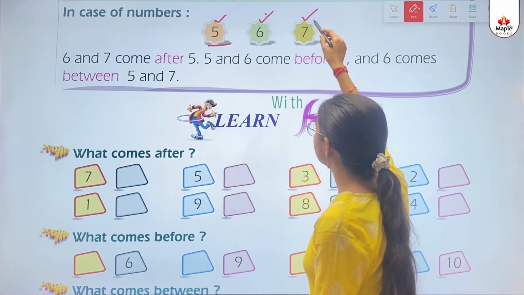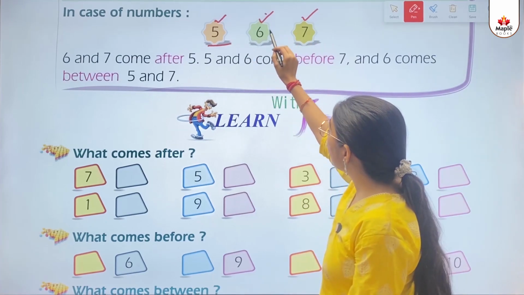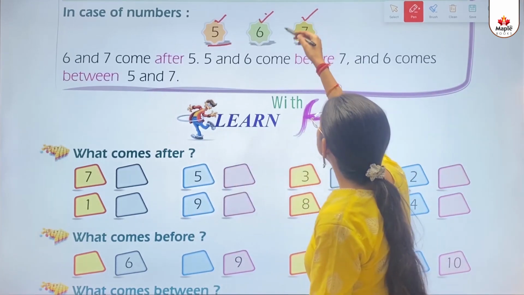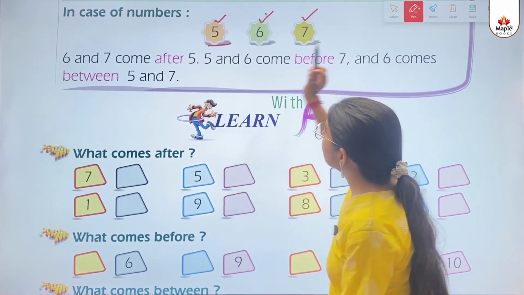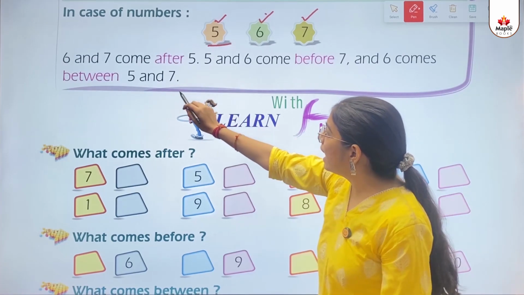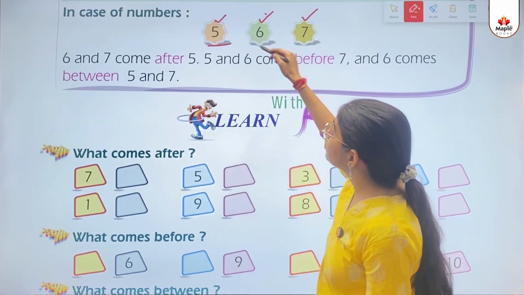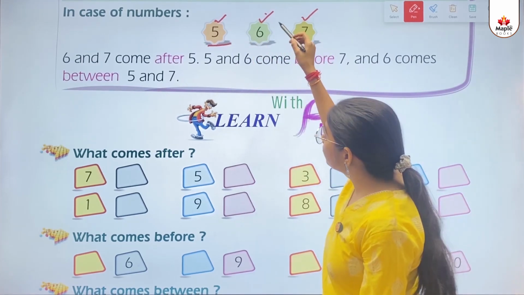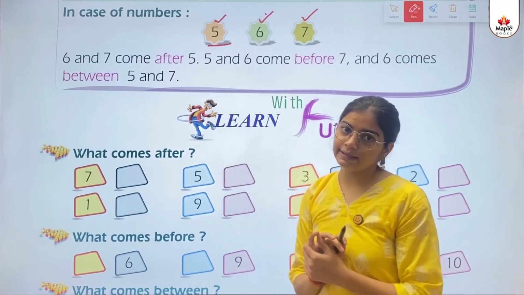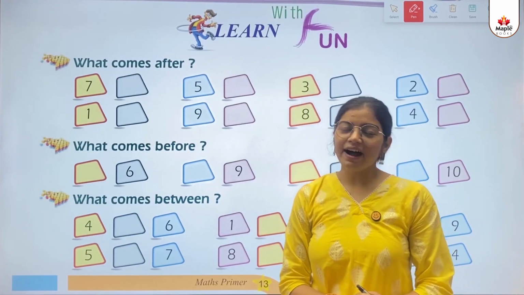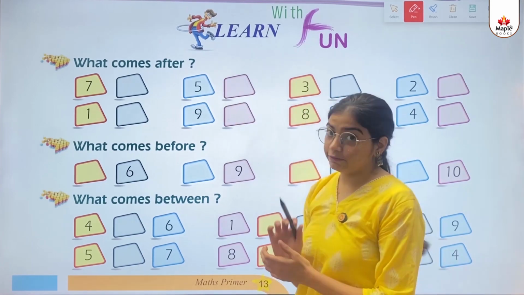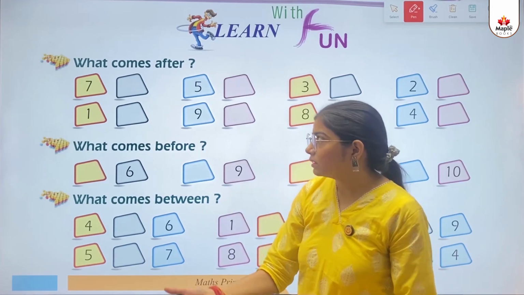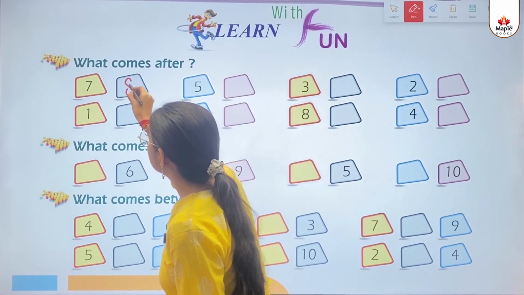As you can see, 7 is written here and 5 and 6 come backward or before 7. And 6 comes between 5 and 7. As you can see, 6 is in the middle of 5 and 7. That is, 6 is in between 5 and 7. Learn with fun. What comes after 7? After 7, there is 8. So, we will write here 8.